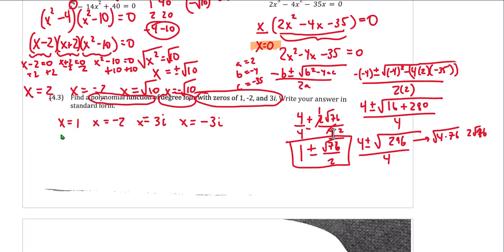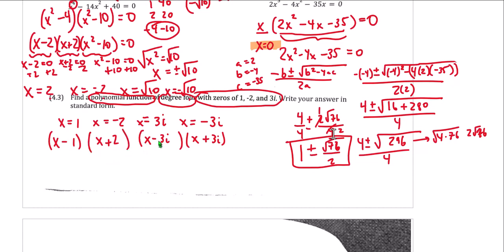So here's our 4 zeros. Remember that to get from our zeros to our factors, we simply write an x, a minus, and then the 0. I'm going to clean that up and make it x plus 2, and then the x, a minus, and the 0, and an x, a minus negative 3i would be x plus 3i. So there's our 4 factors.